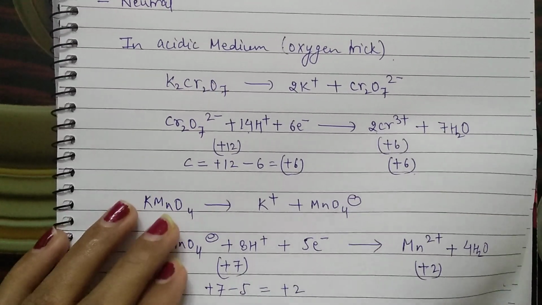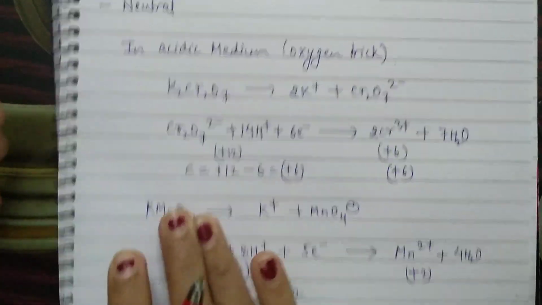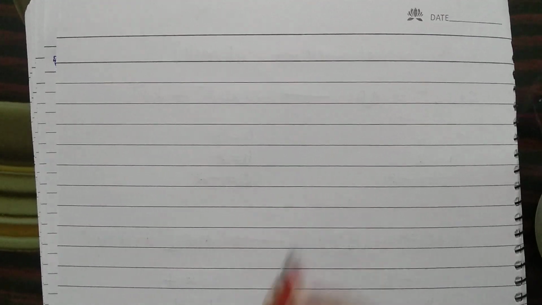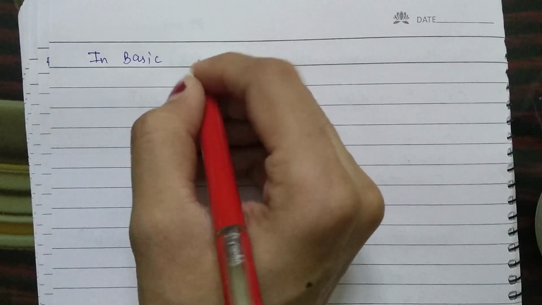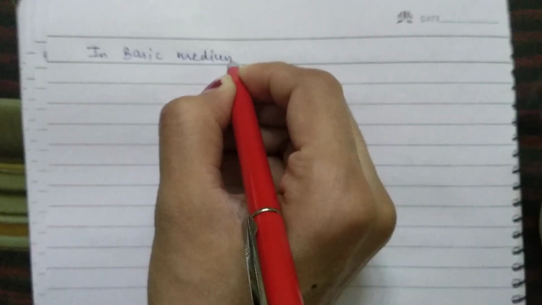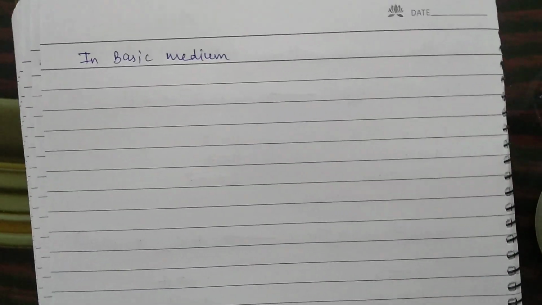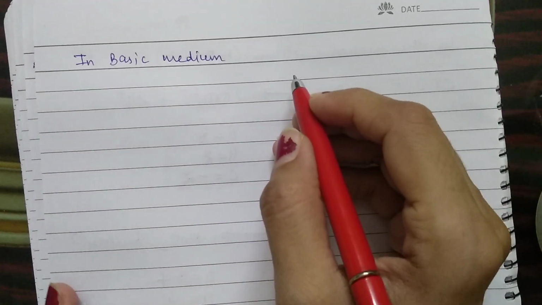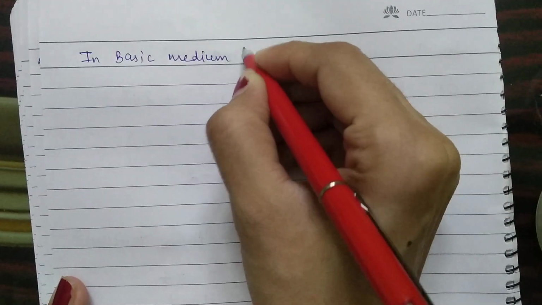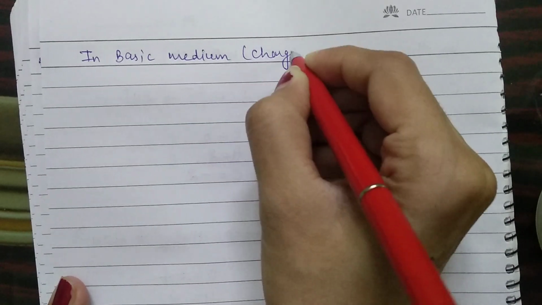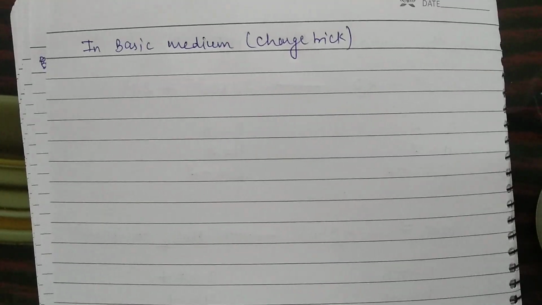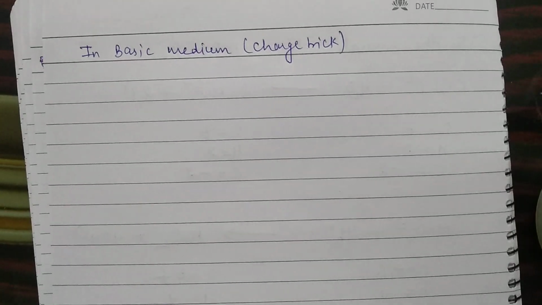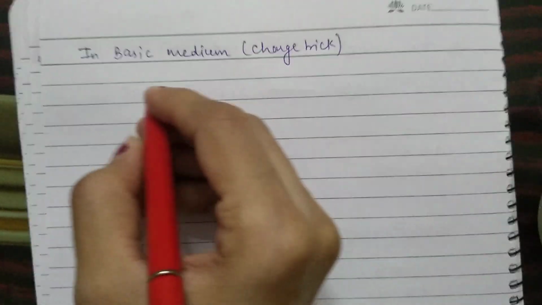Now let's see what happens to these moieties in the basic medium. We'll balance these two moieties in the basic medium by using the charge trick. That is, we have to balance the charge first of all, and then we'll balance oxygen and hydrogen atoms on both sides of the reaction.